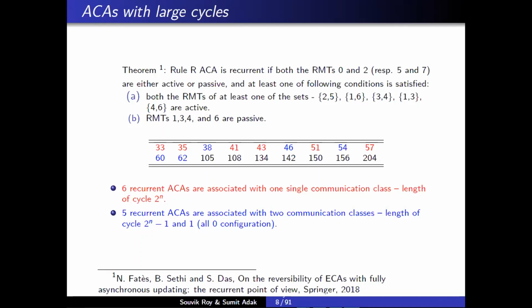And also there are 5 recurrent ACAs which are associated with 2 communication classes. One is of length 2^n minus 1, that means the length of the cycle is 2^n minus 1, and the other is with only the all-0 configuration. So if we don't start with the all-0 configuration when generating our randomness enhancer, then these 5 recurrent ACA rules are also points of interest. So from here we get 6 plus 5, 11 rules, which are supposed to be good randomness enhancers because they are associated with large cycle lengths. So this is our first set of rules.